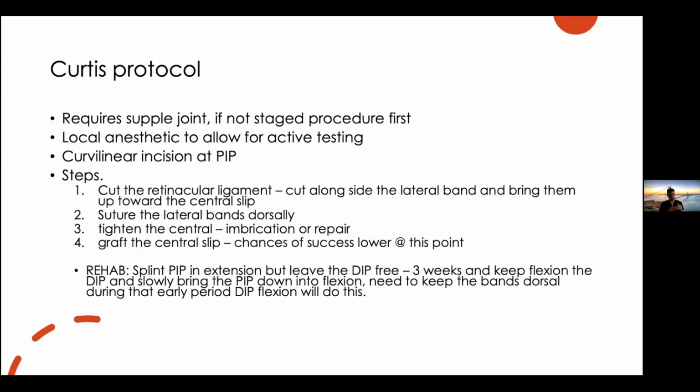So basically release that lateral band, allow it to try to come back up top. Now, if you release it and they can flex and extend, you stop there. You're done. They don't need anything more. If that doesn't work, you suture the lateral bands dorsally. And then if that doesn't work, you tighten the central slip, which can be done through imbrication or repair. Sometimes it's a bunch of scar tissue, so usually you have to create that flap and then pull it up. And then if that doesn't work, you have to graft.